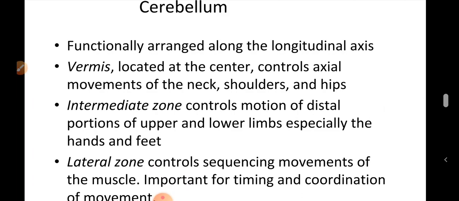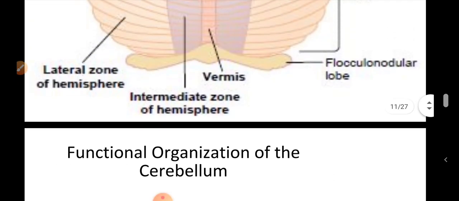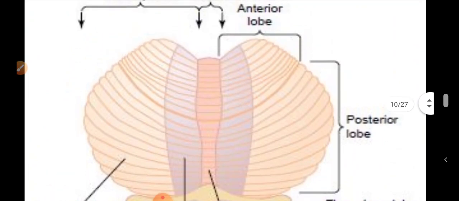Intermediate zone, that is just next to the vermis, controls motion of the distal portion of upper and lower limbs, especially hands and feet. And the lateral zone controls sequencing movement of the muscle. So it is important for timing, coordination, and movement. So you must remember the function of all these three parts.